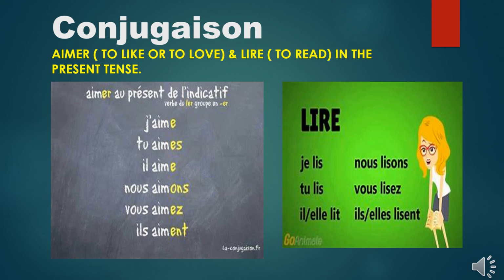So, for example, here is je lis. You just pronounce je lis. You don't pronounce the S. So you say je lis. So that is also the first person singular. Tu lis is the same.